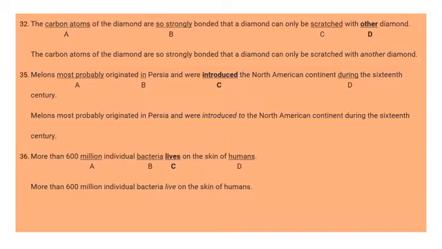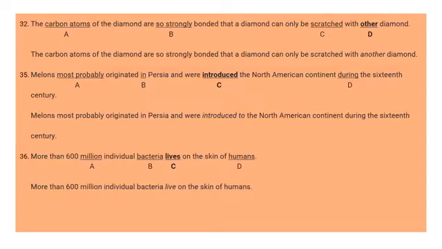Between introduce and the North America, we need a preposition to connect the noun. The appropriate preposition to fill the blank between introduce and the North American was to. So the sentence must be like: melons must probably originated in Persia and were introduced to the North America continent during the 16th century. Like that. So now let's go to the number 36.